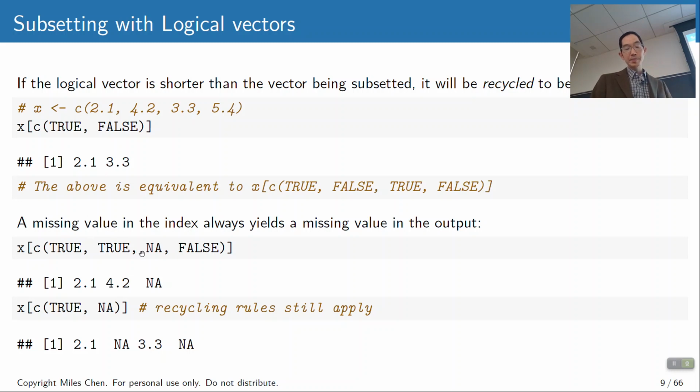If you have a missing element or an NA, then when it gets subset, the corresponding values will come back as NA. So I have true, NA, false, and it's going to give me 2.1, NA, 4.2, and not the fourth value. And if I have true comma NA, then that gets recycled, true, NA, true, NA, and we're going to get 2.1 and 3.3, with NAs where the NAs are.